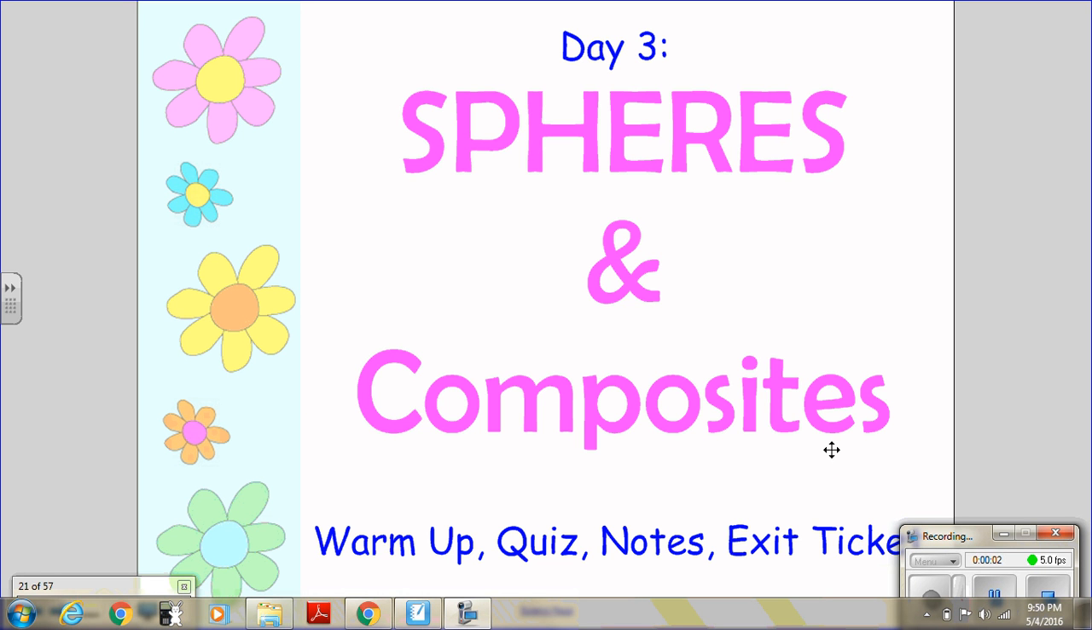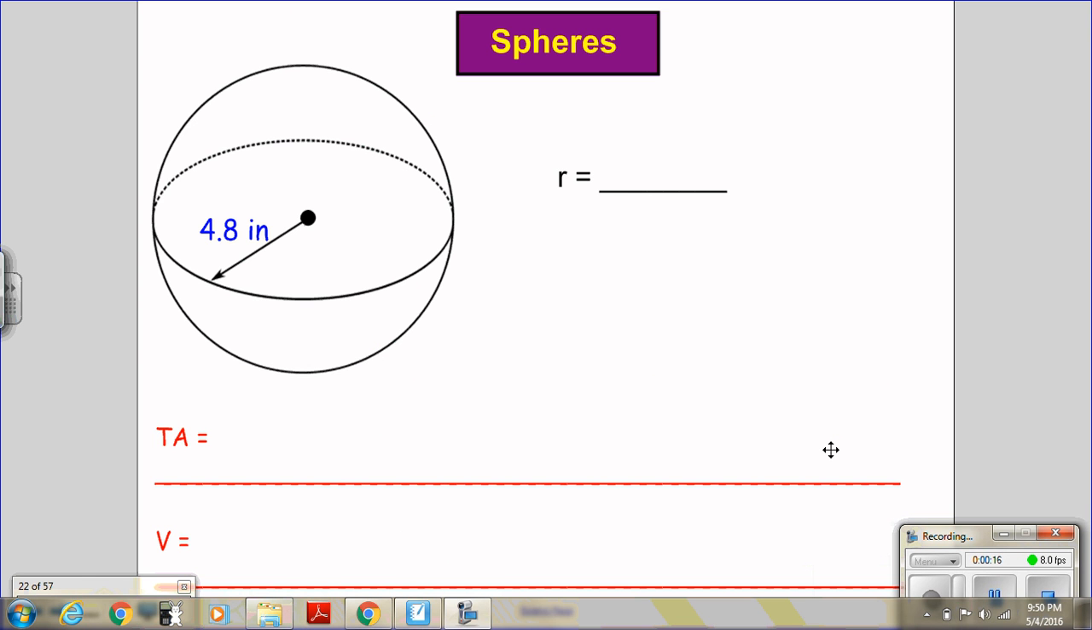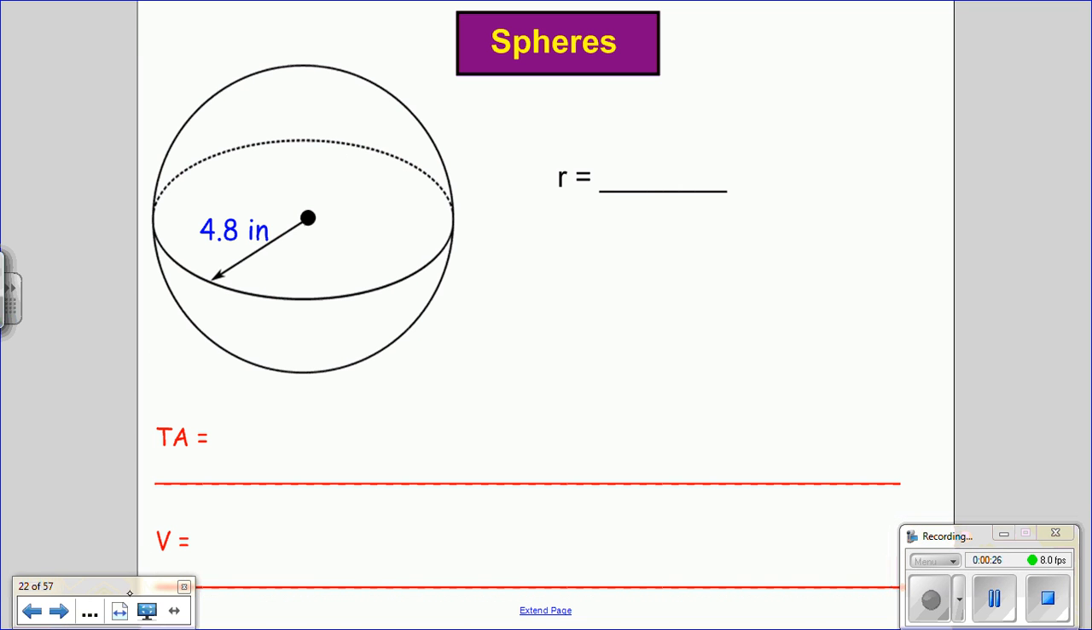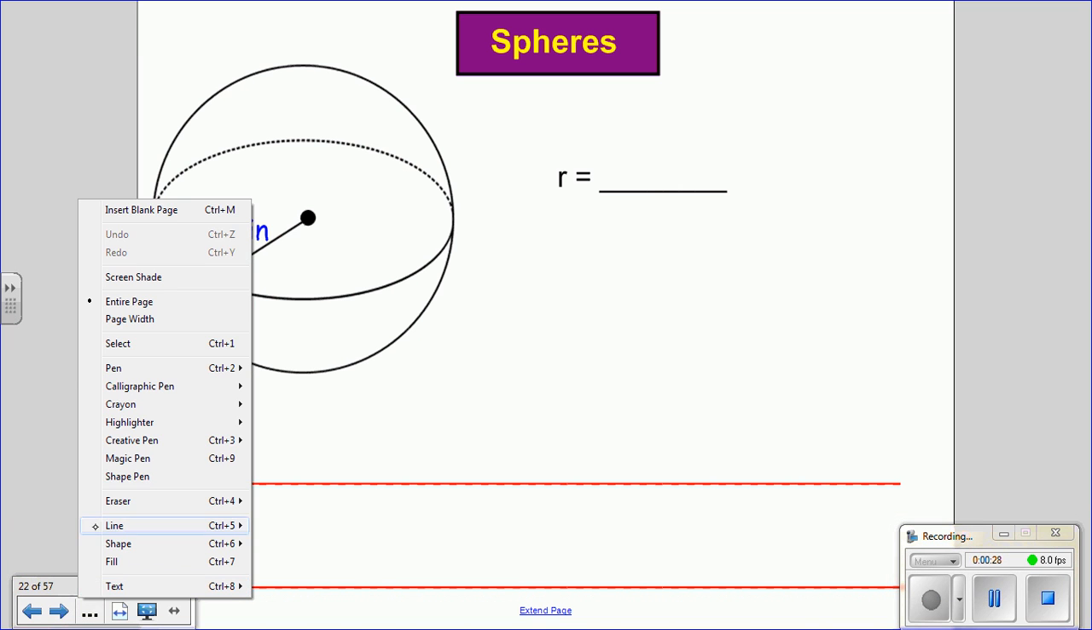Unit 11, Day 3. Today we're going to talk about spheres and composite solids, finding the surface area and volume. Let's first identify the radius of this sphere, which is 4.8 inches.